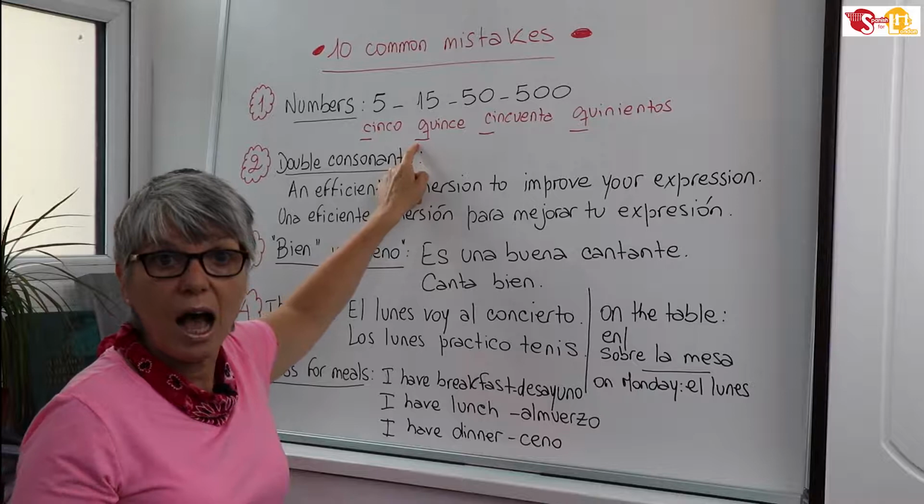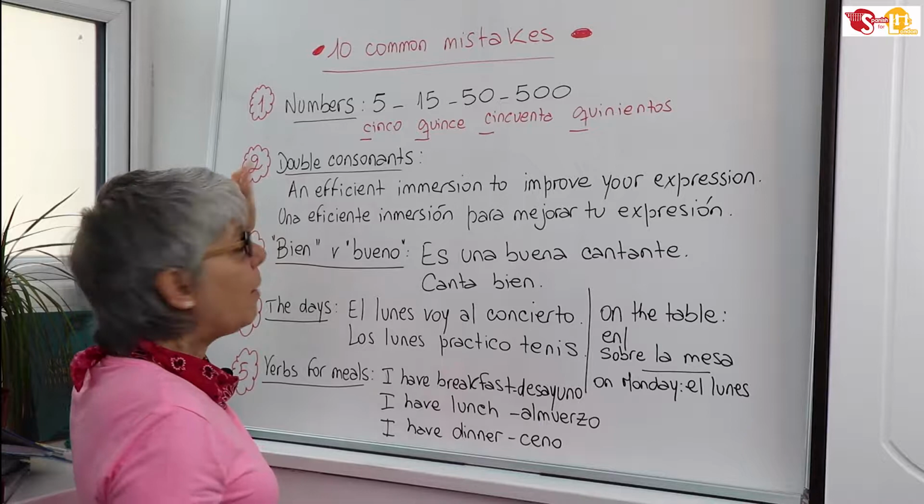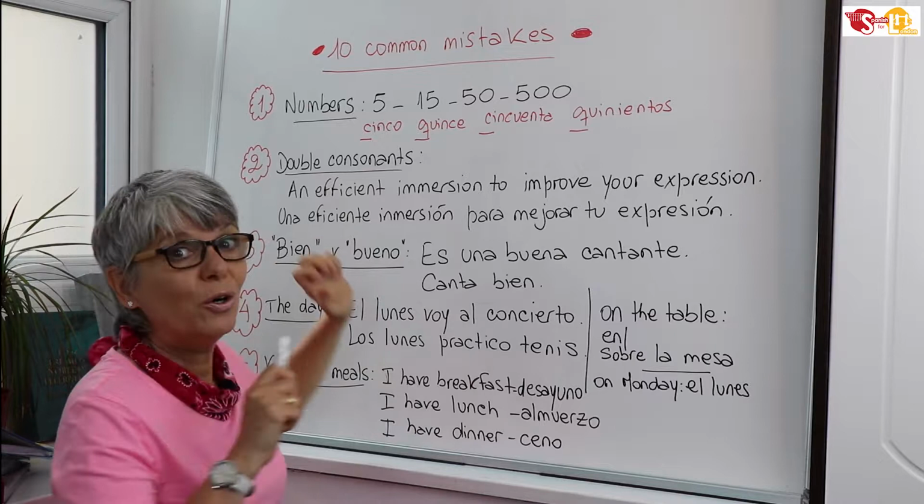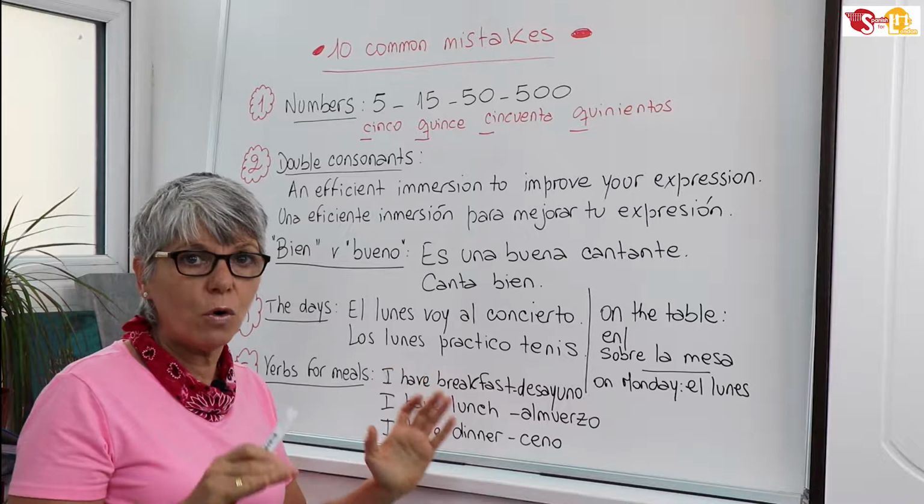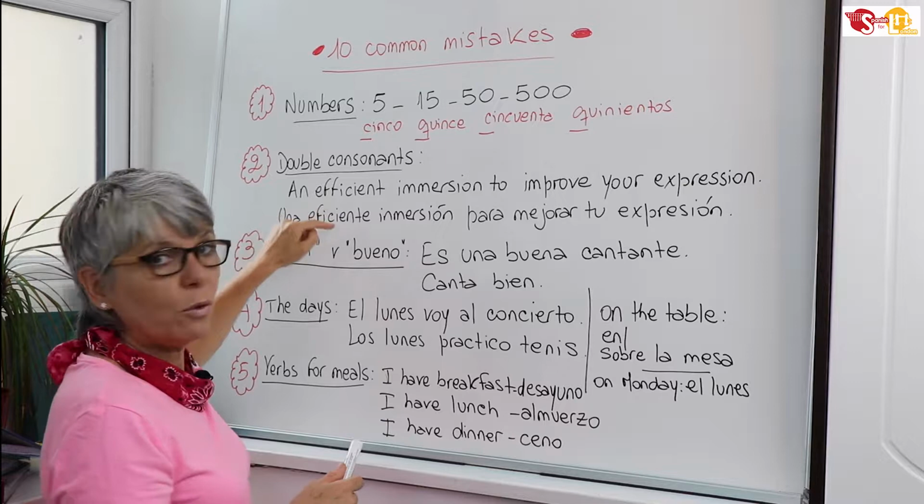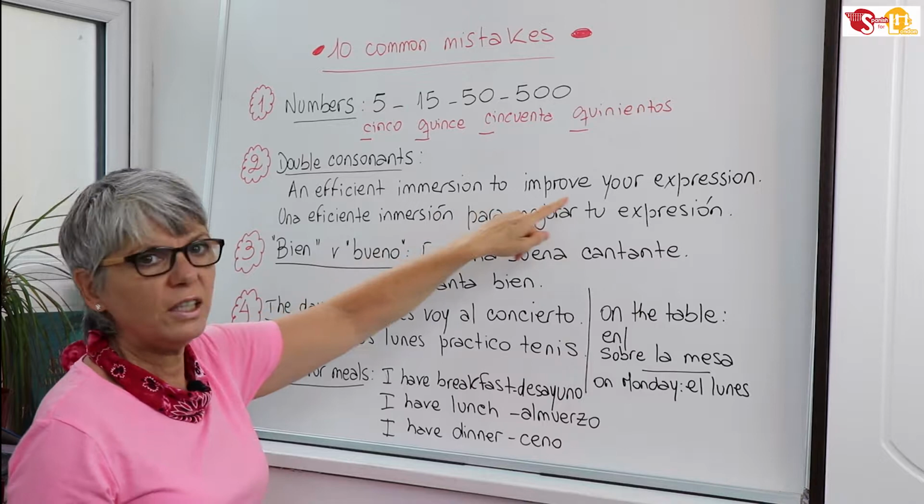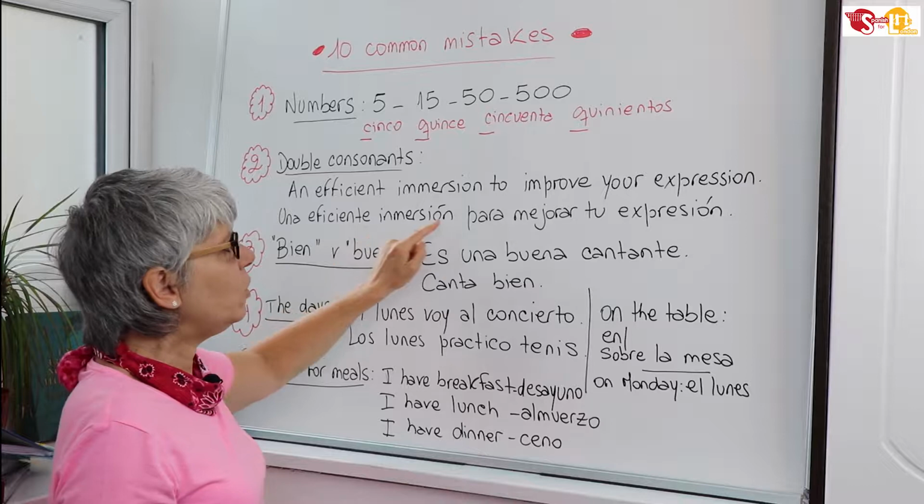Number 2. Double consonants. Let's compare these two phrases, which are cognates. Do you remember? You have a class, another video, which is false cognates, where I explain the cognates, so very similar words in different languages. So, an efficient immersion to improve your expression, translated as una eficiente inmersión para mejorar tu expresión.